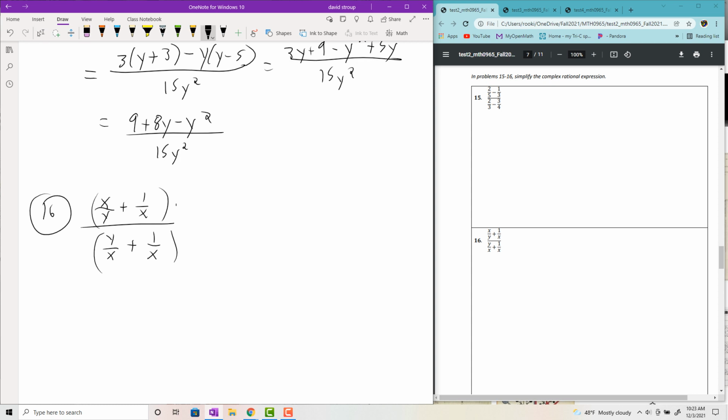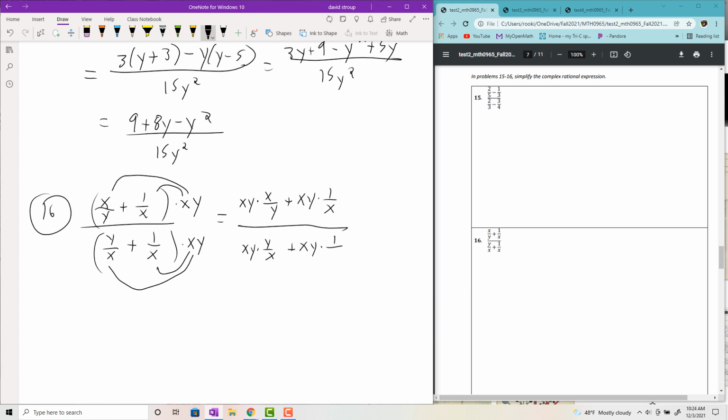So I need a factor of x to get rid of the x in the denominator, and I need a factor of y to get rid of that y in that first denominator in the numerator. If you do it to the top, you have to do the same thing to the bottom. So what you end up with is this times this, right? So you have xy times x over y, plus xy times 1 over x, and then all over xy times y over x, plus xy times 1 over x.